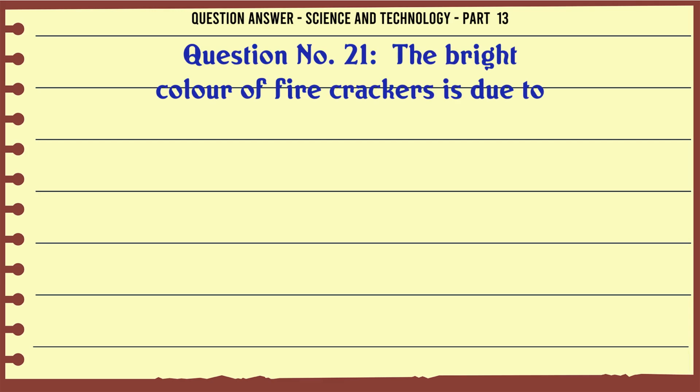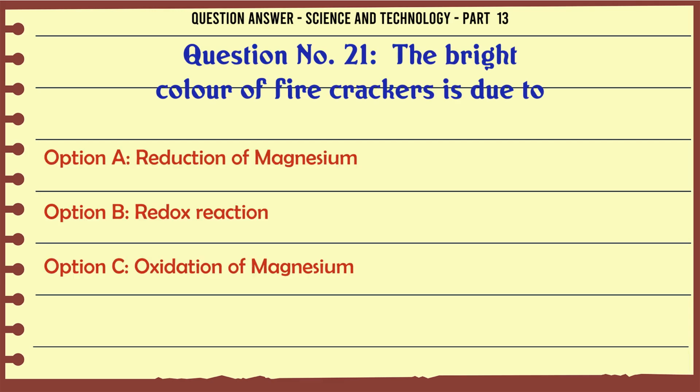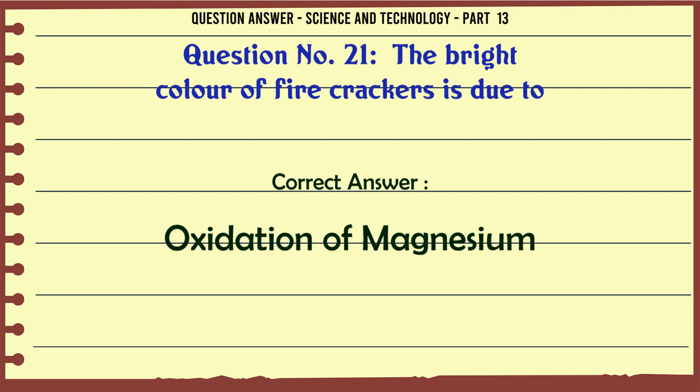The bright color of firecrackers is due to A. Reduction of magnesium. B. Redox reaction. C. Oxidation of magnesium. D. Explosion of metal. The correct answer is oxidation of magnesium.